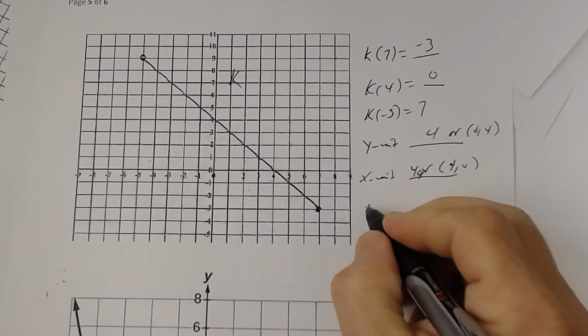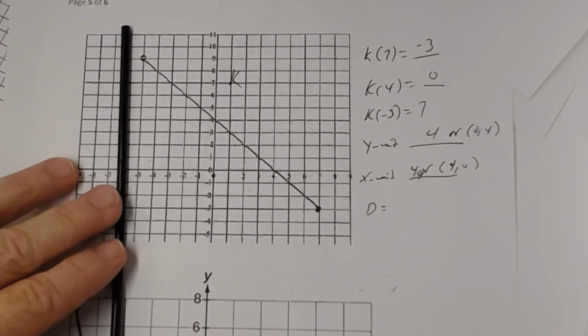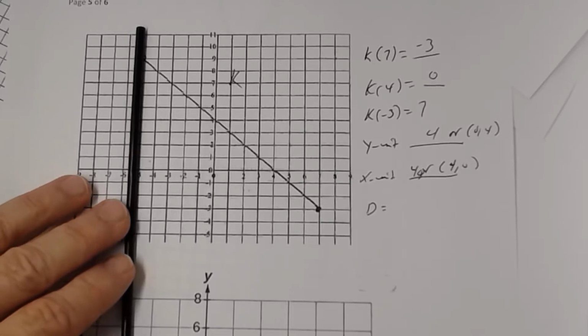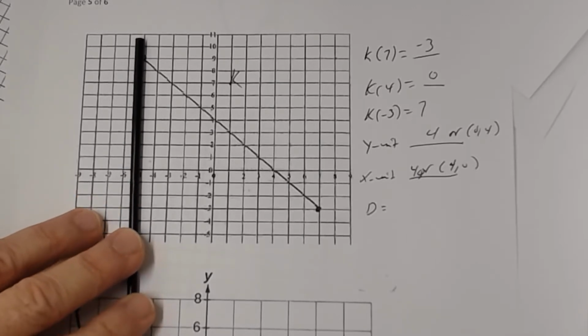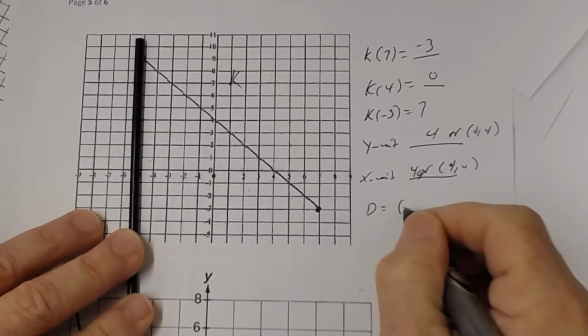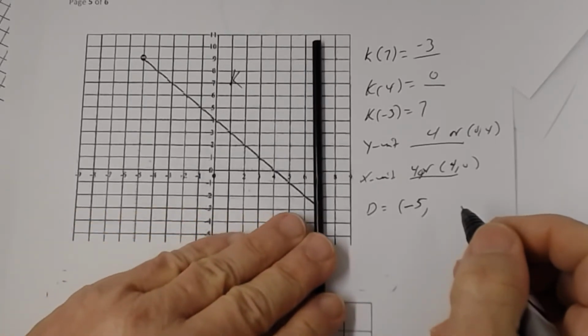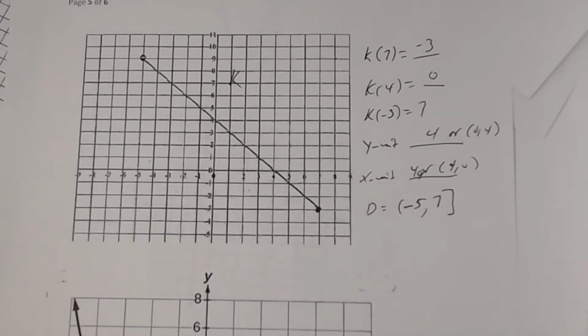Okay, now let's talk about the domain. All right, so tell me, where do I start? Negative 5 with an open circle, so I have to say parentheses, negative 5, comma, all the way to 7 with a what? Bracket. Good. Okay. So there are no arrows on this one, so there's no infinity involved.